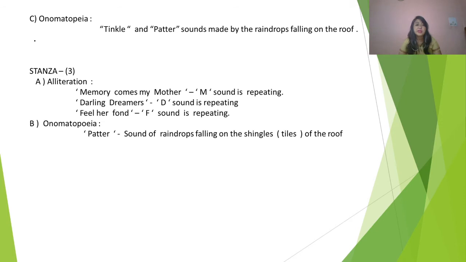Onomatopoeia. Tinkle and patter are sounds made by the raindrops falling on the roof. So when we say the word tinkle or patter, we can imagine the sound of the raindrops falling on the tiles. It creates a certain sound like tip tip or top top. So we can imagine the sound of rain. Stanza 3.